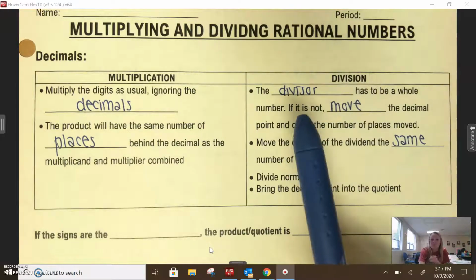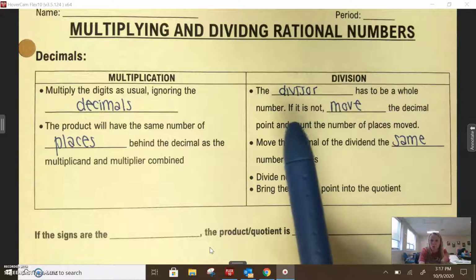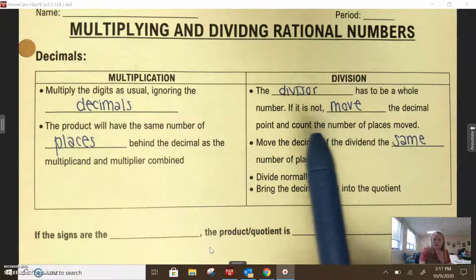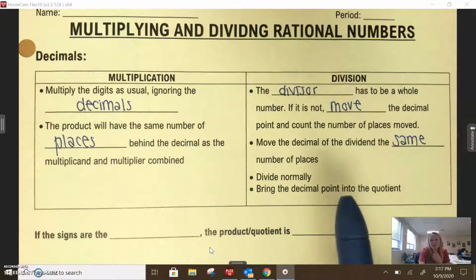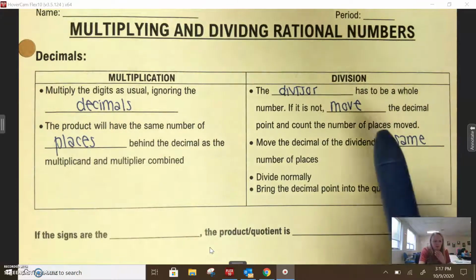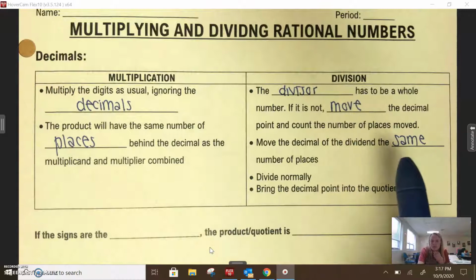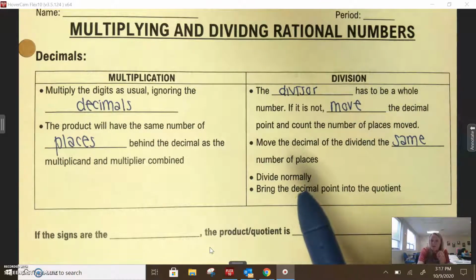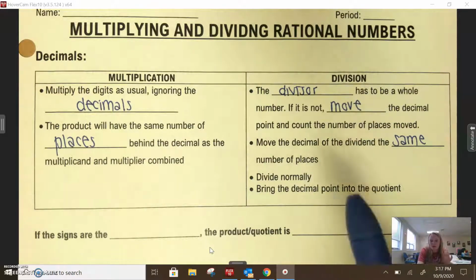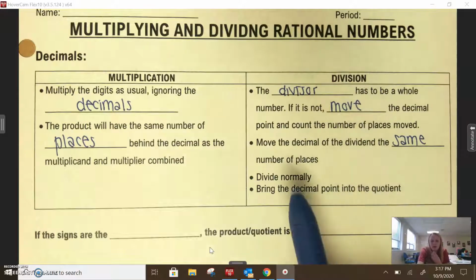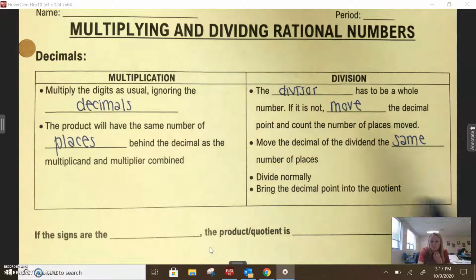So the number that we're dividing by has to be a whole number. It can't have a decimal in it. So we have to move the decimal over to make it a whole number. And then since we're moving that with the divisor, we have to do the same thing with the dividend. Then we just divide normally. And what I mean by that is we use long division. And it's really important that we bring the decimal point into our quotient when we're finished. So that's just a review of how we do multiplying and dividing with decimals.